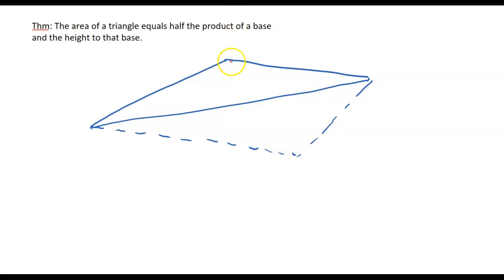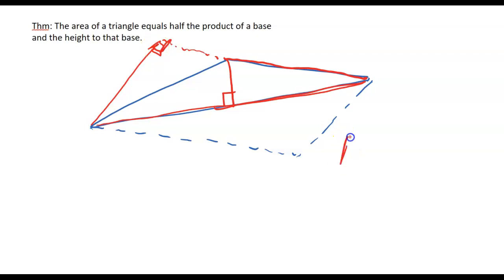Okay, so if we make this the base of the triangle, then this is going to be the perpendicular distance right there. All right. If I make this the base of the triangle, then I have to extend it out so I can draw a perpendicular distance that way. So which side you choose as your base determines what the altitude of your triangle is. So the area of a triangle is 1/2 base times height.